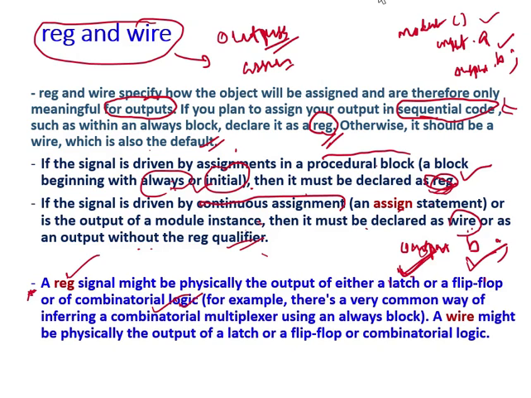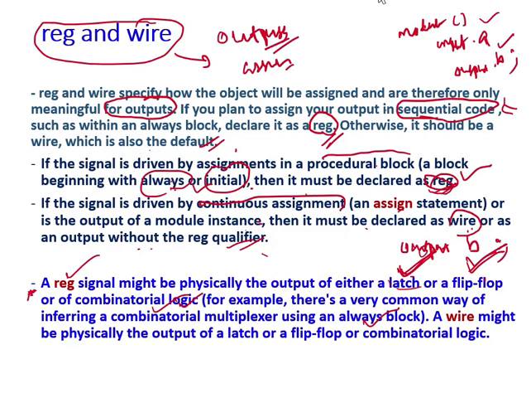For example, there is a very common way of inferring a combinational multiplexer using an always block. It is not like whatever is written inside the always block will be inferred as a sequential circuit. No, using this always block we can design a combinational circuit, and that time also we declare the signals as reg. So we should not confuse ourselves that reg means sequential design and wire means combinational. Reg can be used for latch design, flip-flop design, and combinational logic.